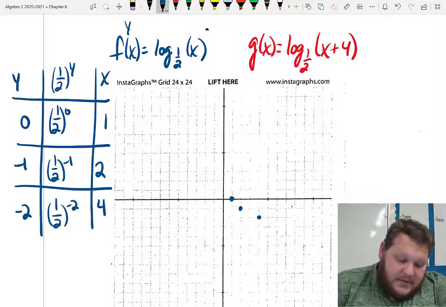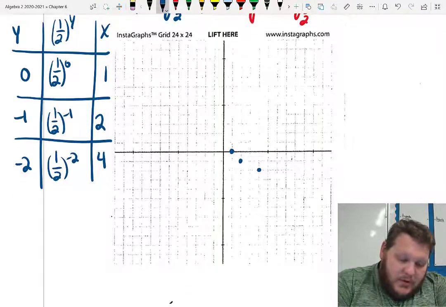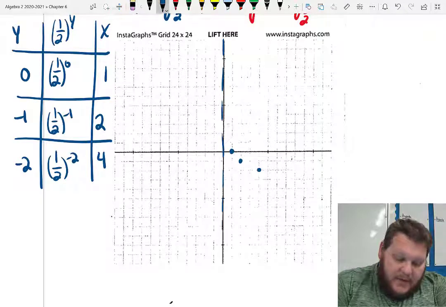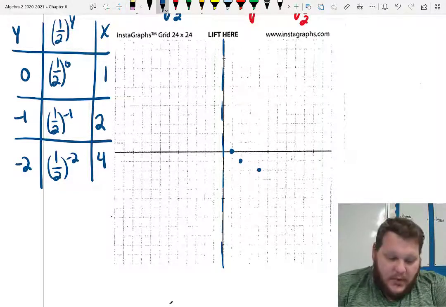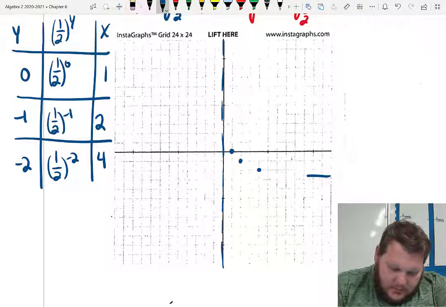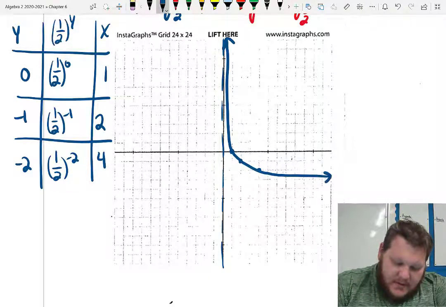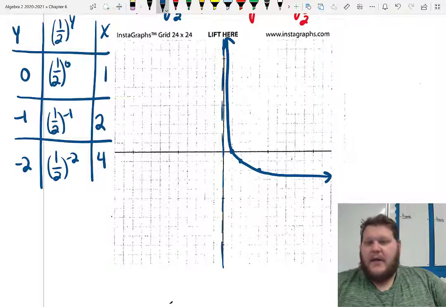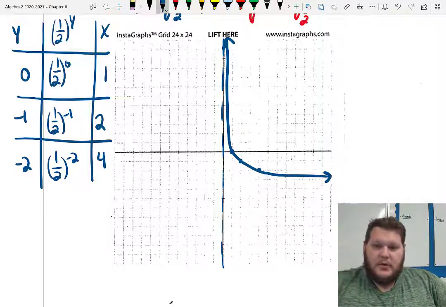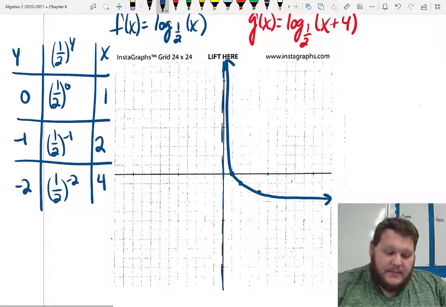So what happens, like we saw on 6.3 part 1 or part 2, we now have a vertical asymptote instead of a horizontal one. And there we go. Follow the asymptote along. There's my original parent graph for f of x.